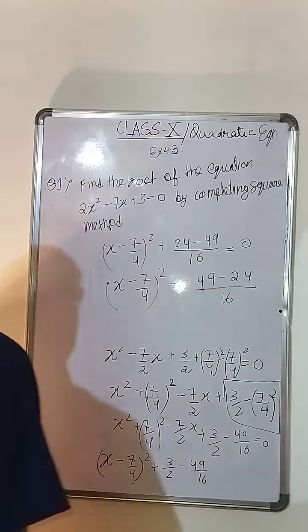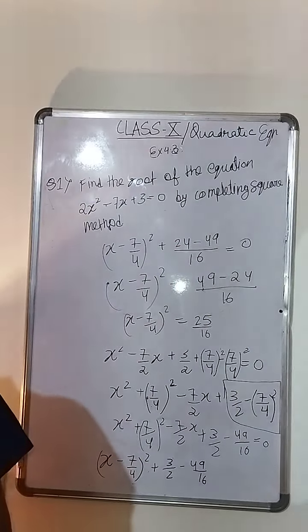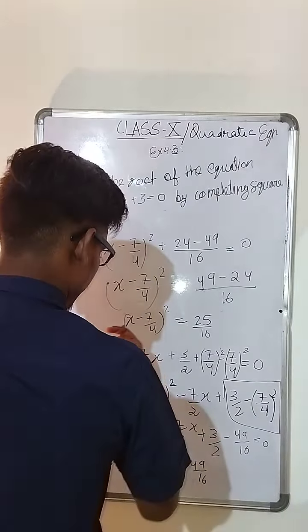Now x minus 7 by 4 whole square equal to 25 by 16, okay. Now what will it become? How to find the x? This is the question, how to find the x.